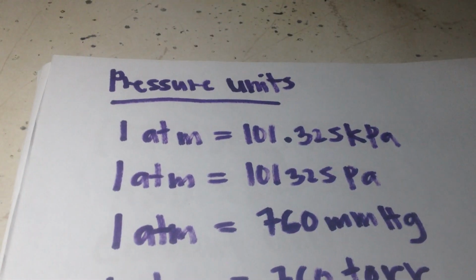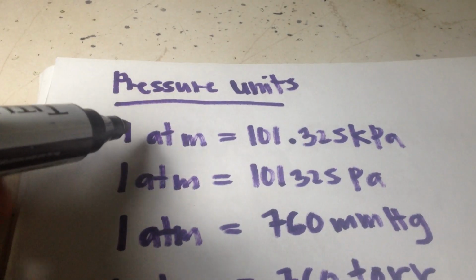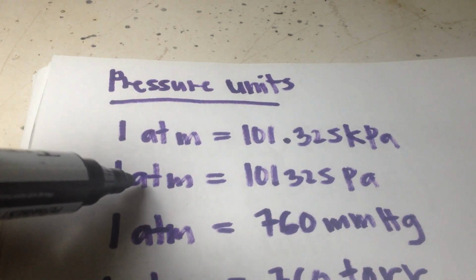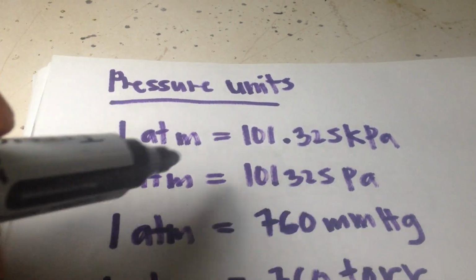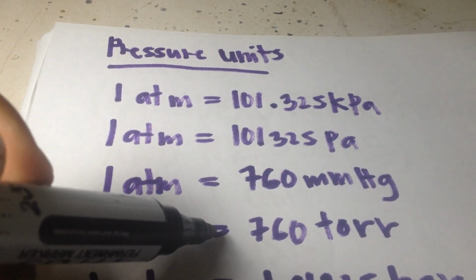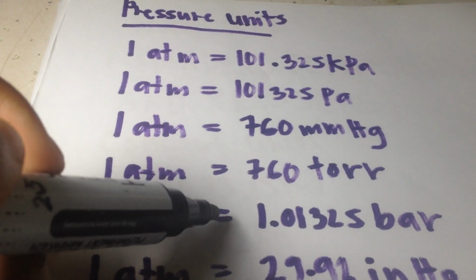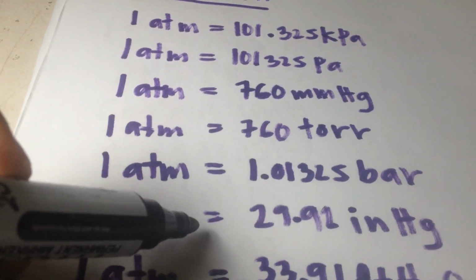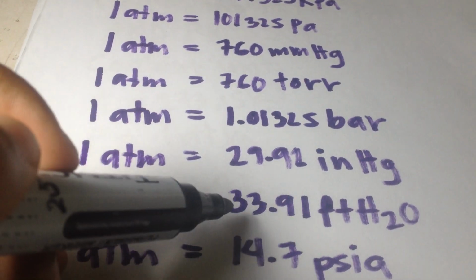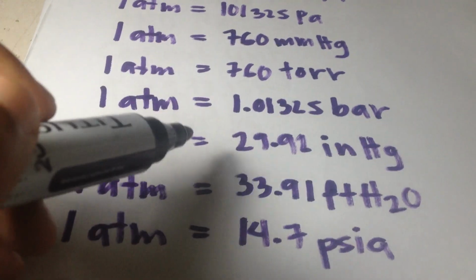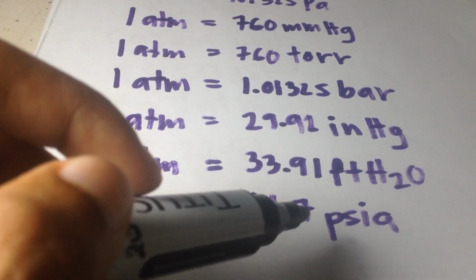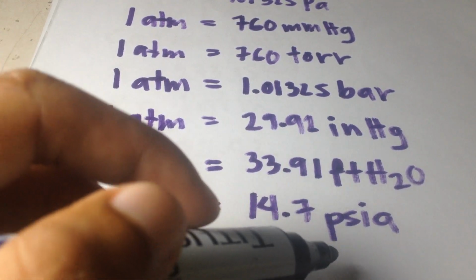So, these are the pressure units. 1 atm equals 101.325 kilopascal. 1 atm equals 101325 pascal. 1 atm equals 760 millimeters mercury equals 760 torr equals 1.01325 bar equals 29.92 inches mercury equals 33.91 feet water and equals 14.7 psi, or pounds per square inch.